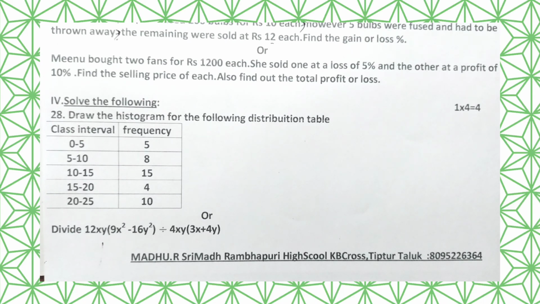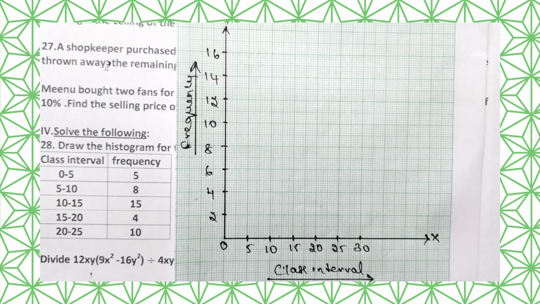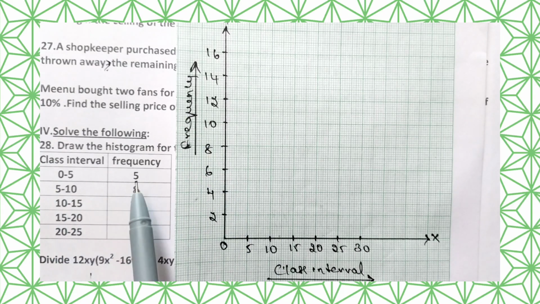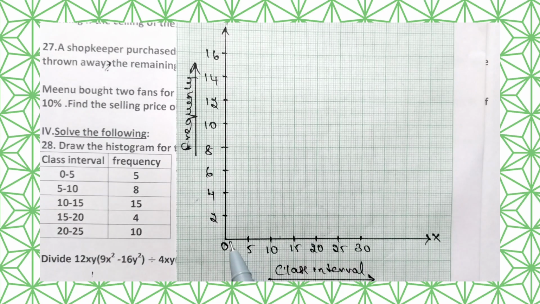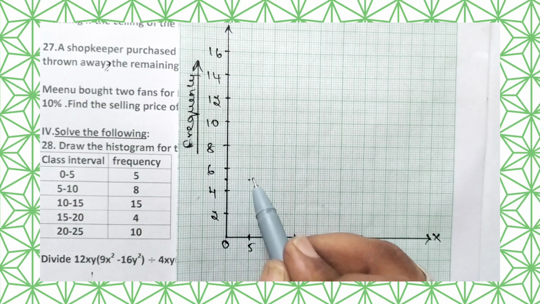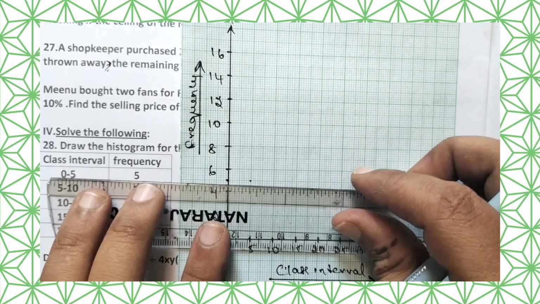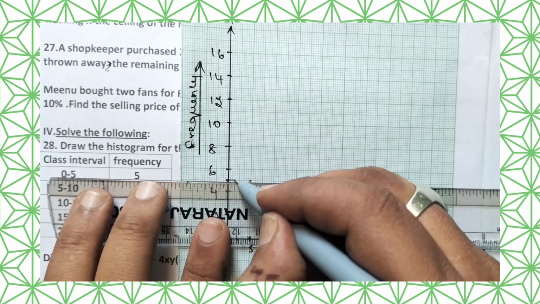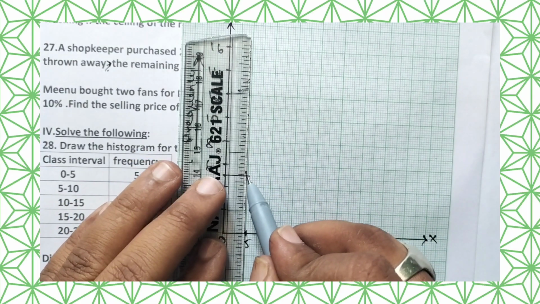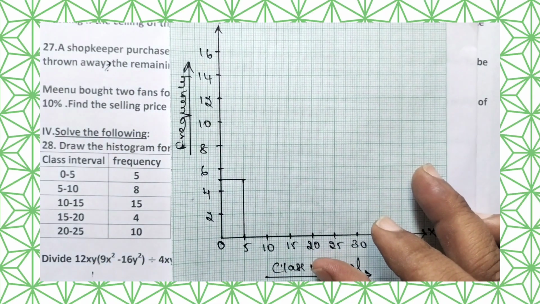First let us draw the histogram. In the x-axis I have taken class interval and in y-axis I have taken frequency. So 0 to 5 is 5. For this range 0 to 5, the frequency is 5. 5 lies between 4 and 6, so we have to draw the graph that is between 4 and 6. This is 0 to 5.